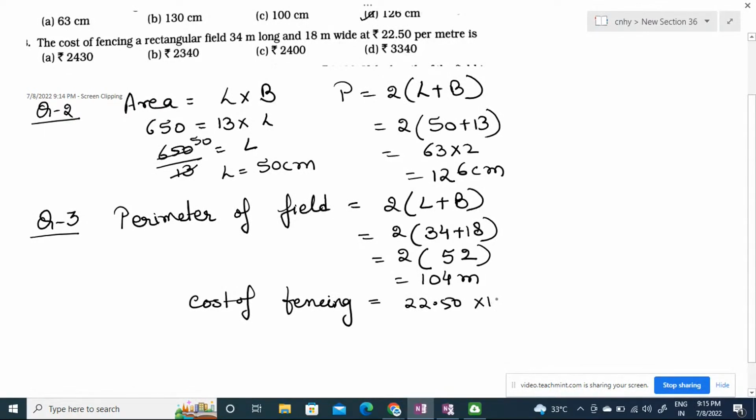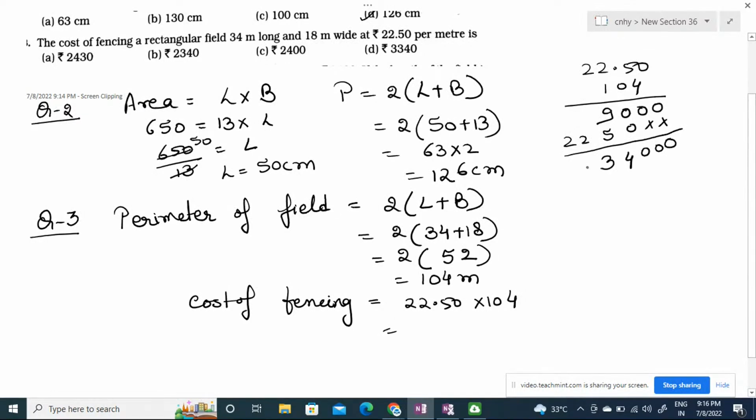Now you have to multiply and tell me the answer. 104 multiply. Yes, I am doing. 2340. Okay. Yes.